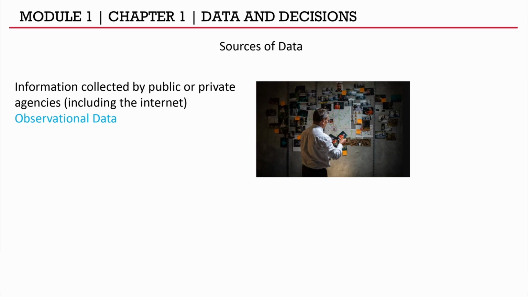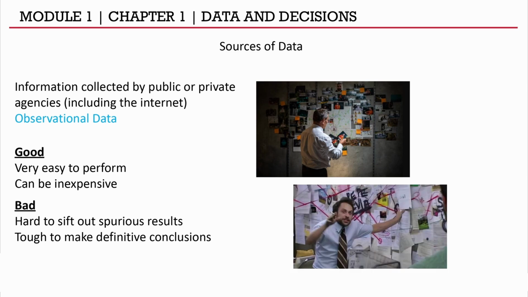Now, there are pros and cons to this type of data as well. This data is typically very easy and inexpensive to collect. It's usually just a matter of time. The bad part is that since there is no controlling going on and you get to choose what you observe and what you don't, it can be very hard to make any definitive conclusions from the data you collect. Or worse, you might have spurious results coming from your data, so they might tell you some misleading conclusions.